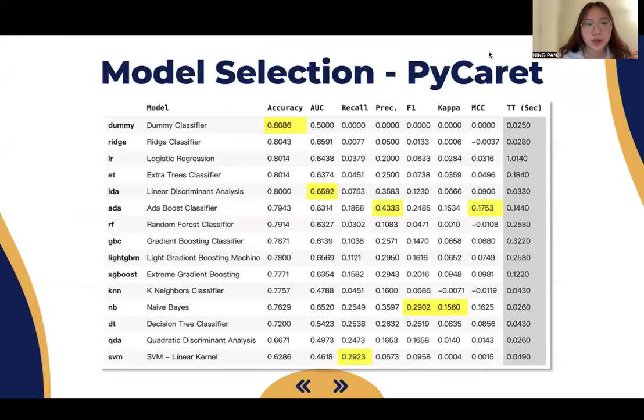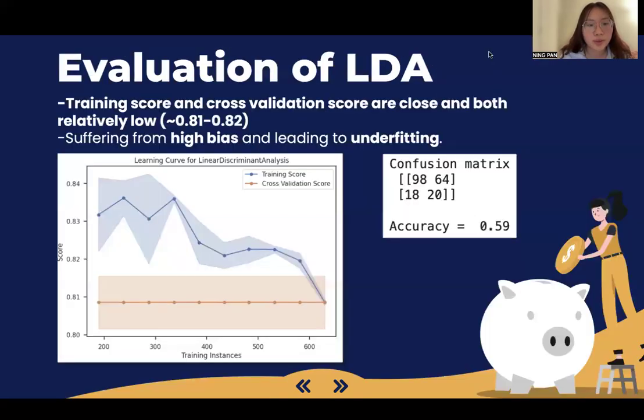We use PyCaret to find the best model, and different models perform best across different metrics. Overall, XGBoost and AdaBoost achieve better results, and PyCaret selects LDA as the best model, but its accuracy on the test dataset was unsatisfactory, and the training score and the cross-validation score were close and relatively low, indicating high bias and underfitting. And this suggests that LDA may be too simple for the data.